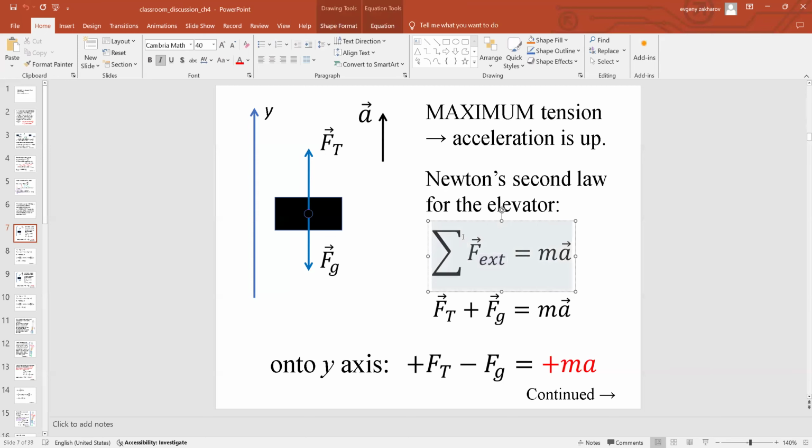Yeah, you can see this fancy symbol. It's the symbol that represents the sum. So I don't like to say net. I like to put this sum symbol. So it's the sum of all the forces acting on the system, external forces acting on the system. That's mass times acceleration. Tension is up, so it's positive. Gravity is down, so it's negative. And if acceleration is upward, then you have a positive acceleration on the right side.